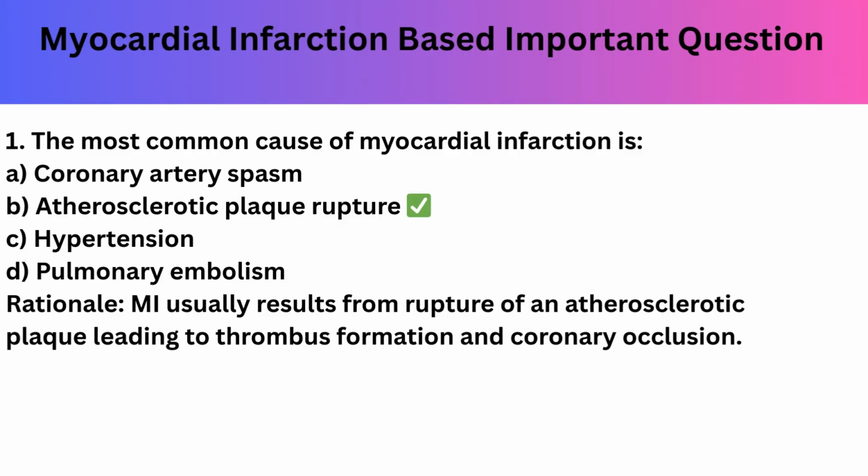The most common cause of myocardial infarction is: option A, coronary artery spasm; option B, atherosclerotic plaque rupture; option C, hypertension; option D, pulmonary embolism. Correct answer is atherosclerotic plaque rupture. MI usually results from rupture of an atherosclerotic plaque leading to thrombus formation and coronary occlusion.